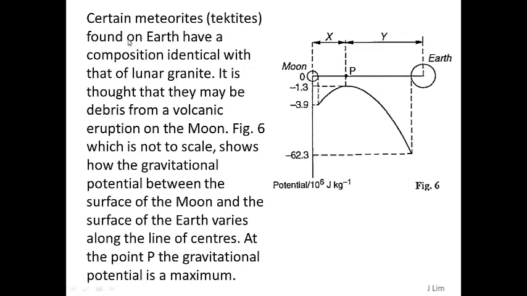Certain meteorites found on Earth have a composition identical with that of lunar granite. It is thought that they may be debris from a volcanic eruption on the Moon. Figure 6, which is not to scale, shows how the gravitational potential between the surface of the Moon and the surface of the Earth varies along the line of centers. At a point P, the gravitational potential is a maximum.